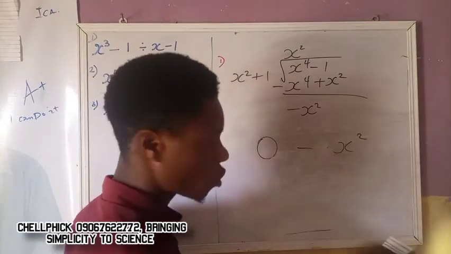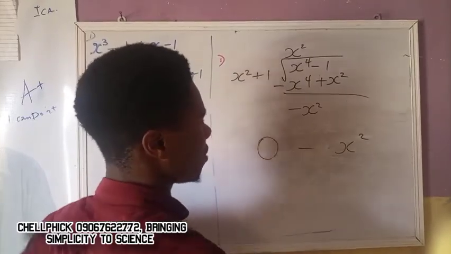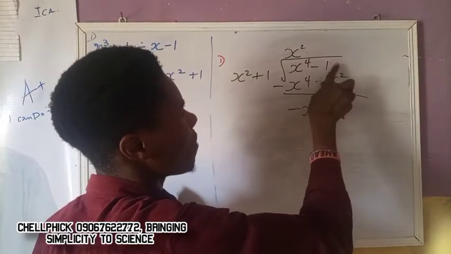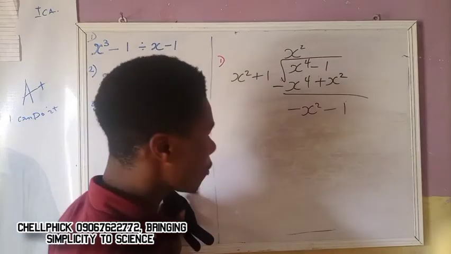0 minus 2 is minus 2. 0 minus 3 is minus 3. So 0 minus x squared is minus x squared. I hope you understand. So here we have minus 1, minus nothing. It is still minus 1. Do you understand? So please now let's move on.